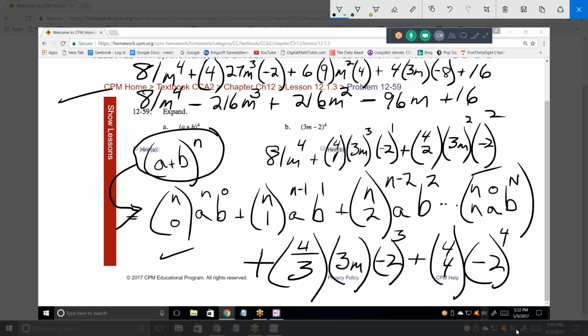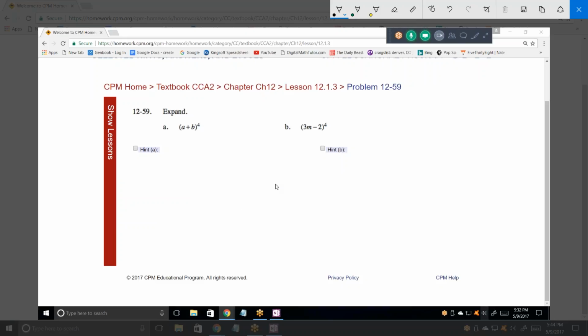Now, that seems like a lot of work. We could have almost done it that fast if we'd just multiplied everything out, right? But what if it was 3m minus 2 to the 14th power? Then this method is going to be much faster using the binomial expansion. The only thing I'm a little bit surprised by here is that they don't tell you what to use. In other words, their directions don't say use the binomial expansion.